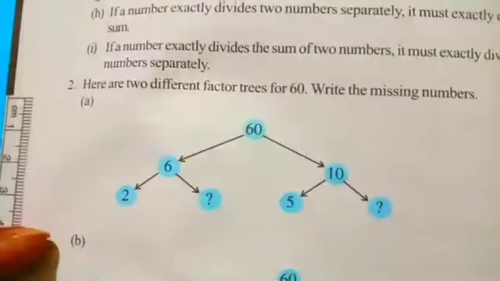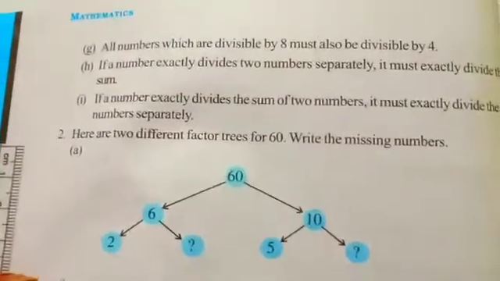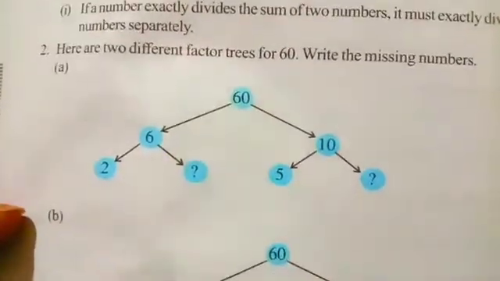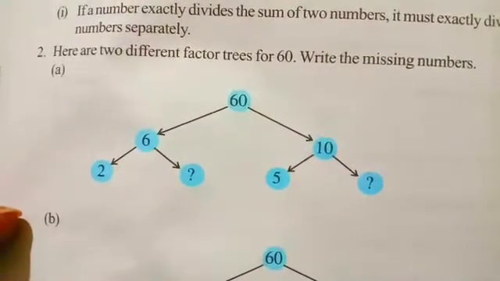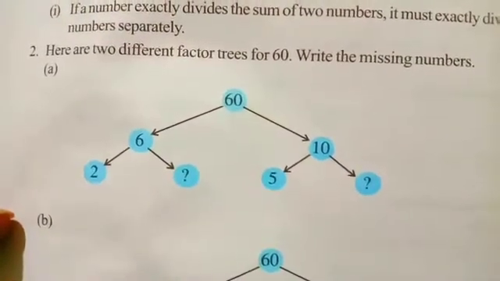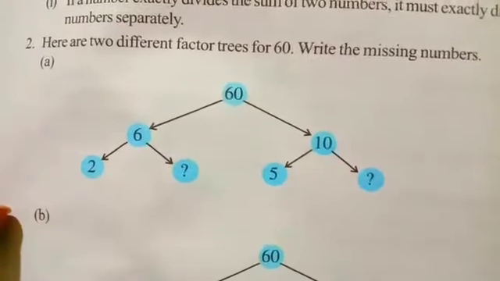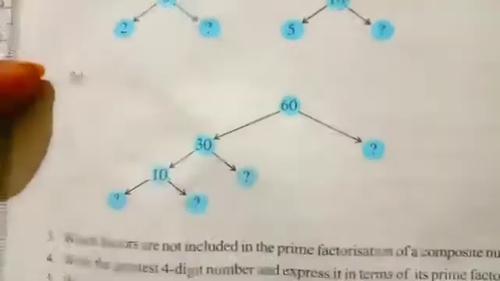First, the remaining sums are your homework. Second question: here are two different factor trees for 60. Write the missing number. I'll do the first one, you have to do the second one.